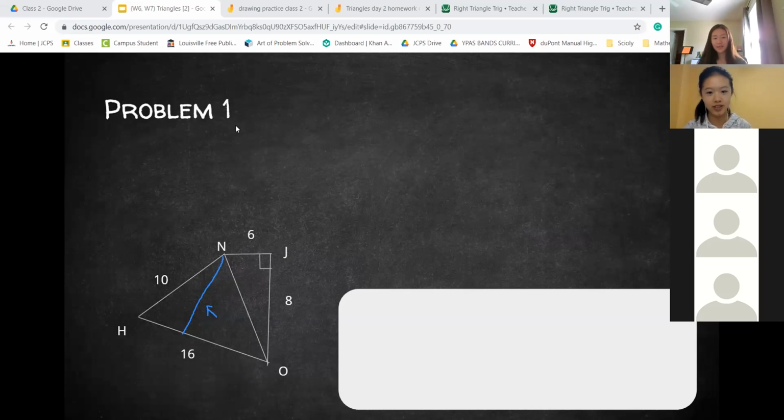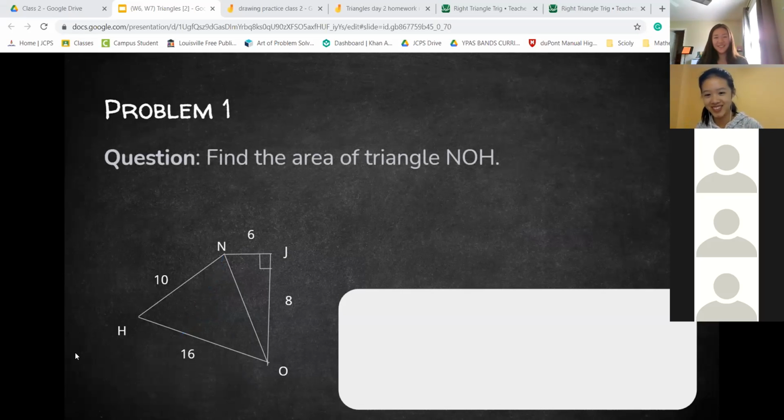Okay. So for this problem, the question is basically find the area of triangle NOH. Oh, I thought something would show up in the box first. Oops, so pretend you didn't see that. So you guys can try to solve this by yourself, or if you want a hint, you also have to explain how you solved it. Yes. Because some of you guys somehow saw the answer. I don't know how that happened.